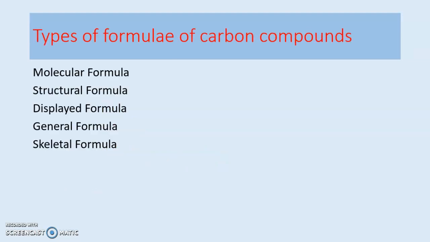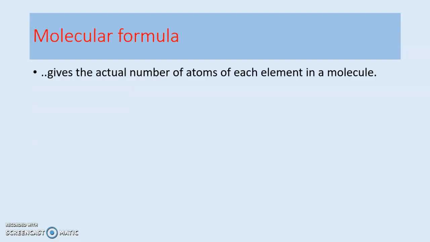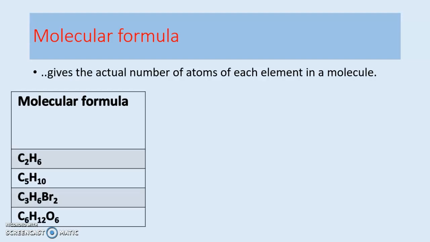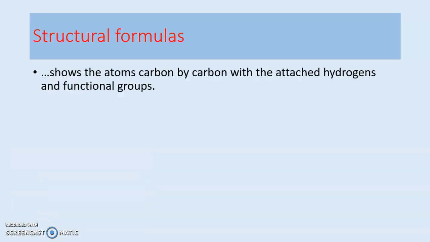There are different ways to represent organic compounds, and we're going to be looking into all these formulae that will come your way. Commonly we say molecular formula, and when you look at that formula, it tells you the exact number of atoms of each element. C2H6, by looking at that, I would know that this compound has 2 carbon atoms and 6 hydrogen atoms. So that's a molecular formula.